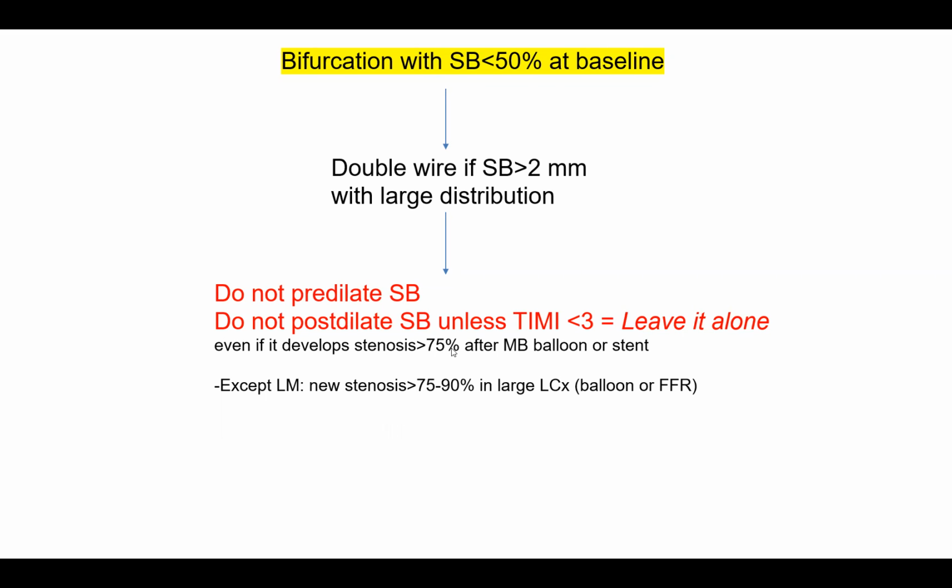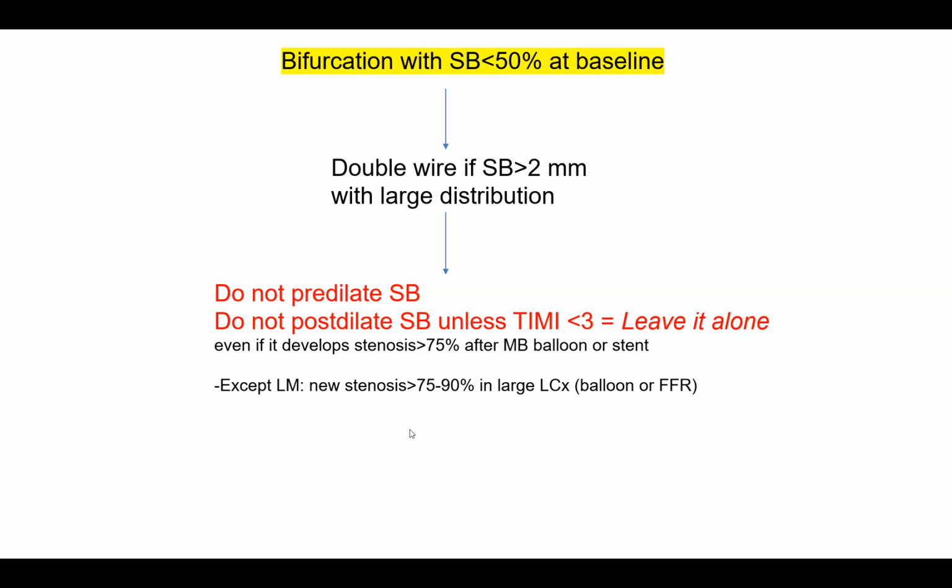Even if it develops stenosis over 75% after main branch balloon or stent. Of course, use your judgment depending how large that side branch is. In left main, if the left circumflex was not involved, it was a simple left main bifurcation, but after stenting, you have over 90% stenosis in a large left circumflex, then yes, you probably should consider touching it.